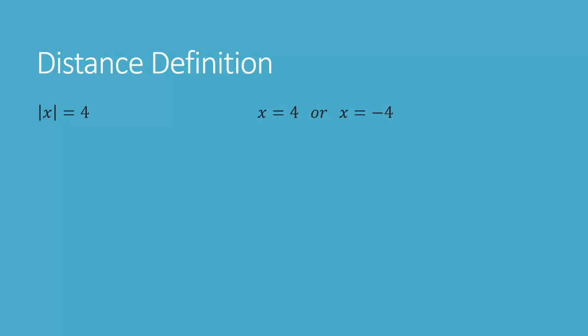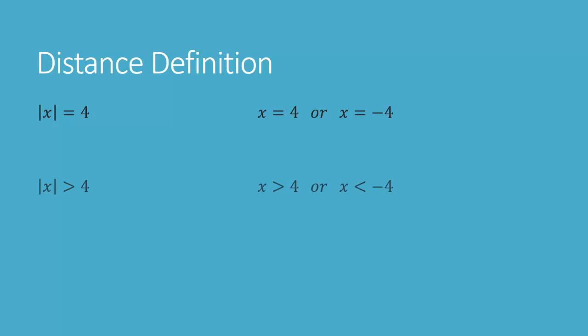So, we already know that if the absolute value of x equals 4, then that means x has two possibilities. Either x is 4 or x is negative 4. If you plug in either one of these numbers, you'll find that the absolute value of them is 4, because that is how far they are from 0.